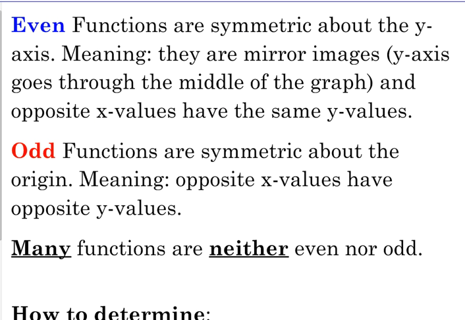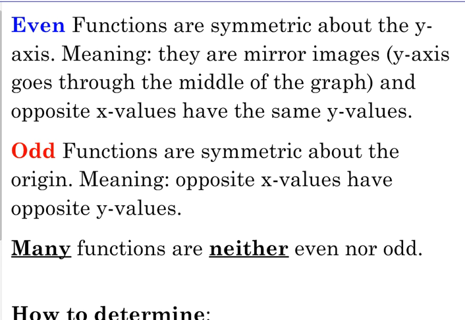So if you have an even function, even functions are symmetric about the y-axis. So what that means is they're mirror images across the y-axis. So the y-axis goes right through the middle of your function, and the left side looks just like the right side. Okay? X squared is a very simple example of an even function. The parabola x squared. The y-axis goes right through the middle of it. The left side looks just like the right side.